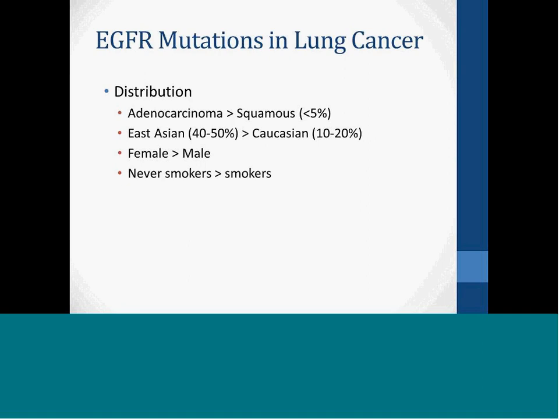EGFR mutations are most often found in adenocarcinomas. There are EGFR gene alterations within squamous cell carcinomas. These tend to be different from the ones in adenocarcinomas, but it's really a small proportion of those tumors. These are more prevalent in Asian populations than in Caucasian populations, and in females than in males, and typically occur in never smokers or light smokers, and infrequently in heavy smokers.